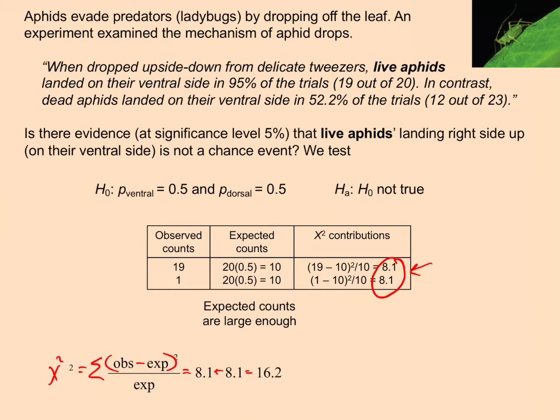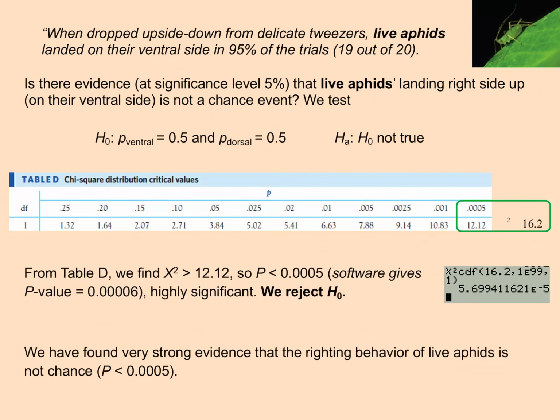So we have to add those two contributions together because that's what our summation sign says. We add those together and we get a chi-square of 16.2. That's a pretty large chi-square, as chi-squares go. So let's look at our result here.